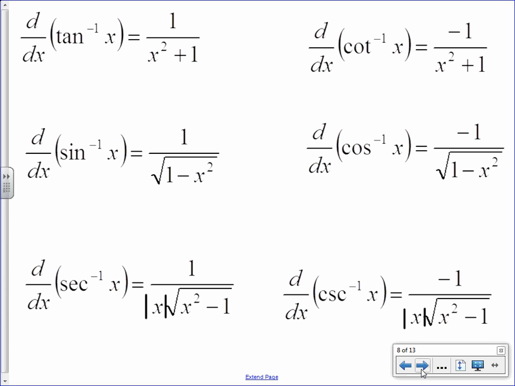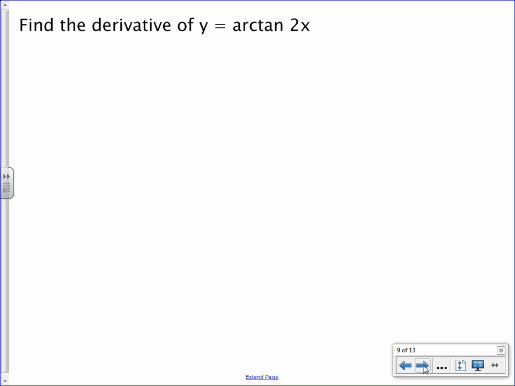Are we ready for some examples? Remember, the chain rule is still going to apply. If there's something inside of our inverse function, we still have to do the chain rule when we take the derivative, but we just need to follow these rules. So let's start with this one. The arctangent of 2x.